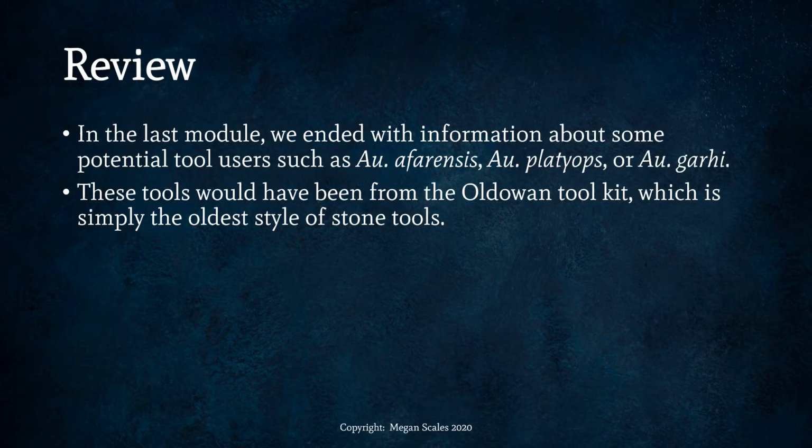In the last module, we looked at some potential early tool users, such as Australopithecus afarensis, Australopithecus platyops, or Australopithecus garhi. All of these species we have suspected or found clues that may indicate that they used tools. Those tools would have been from the Oldowan toolkit, which is the oldest style of stone tools.